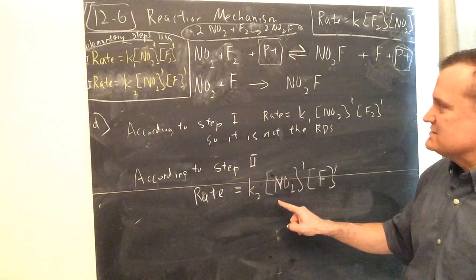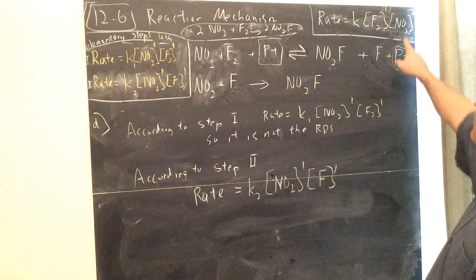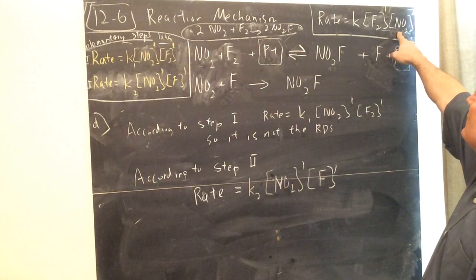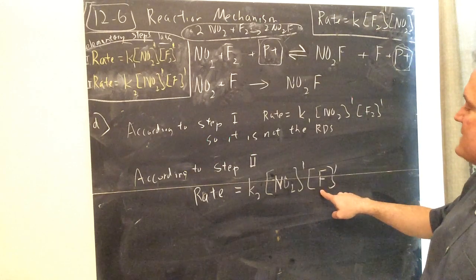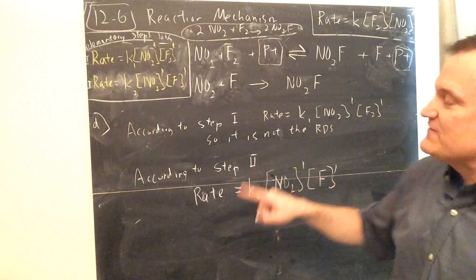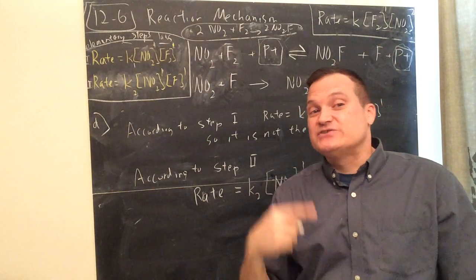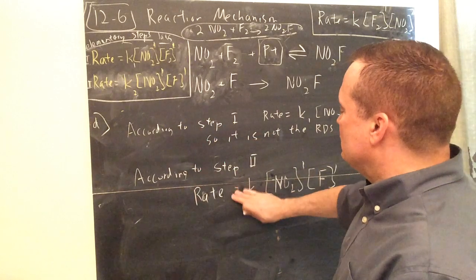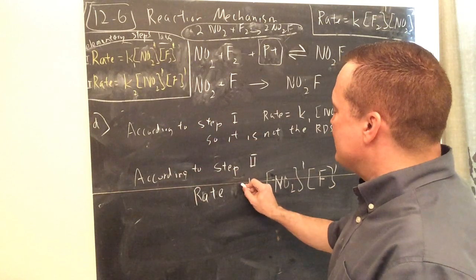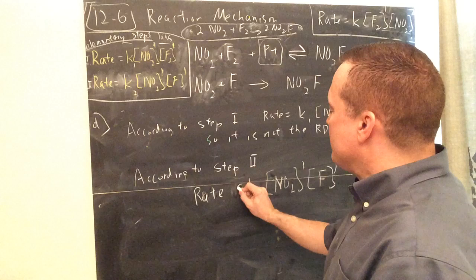Now notice this. This time, NO2 is the first. However, don't rule it out yet, because there is no F2 in it. You might say, well, wait a minute, F is in it. That's different. Yeah, an intermediate. We have to substitute out the intermediate in this step. So here's what I'm going to say. According to step 2, the rate of the overall reaction would be, the rate of this would be proportional to.